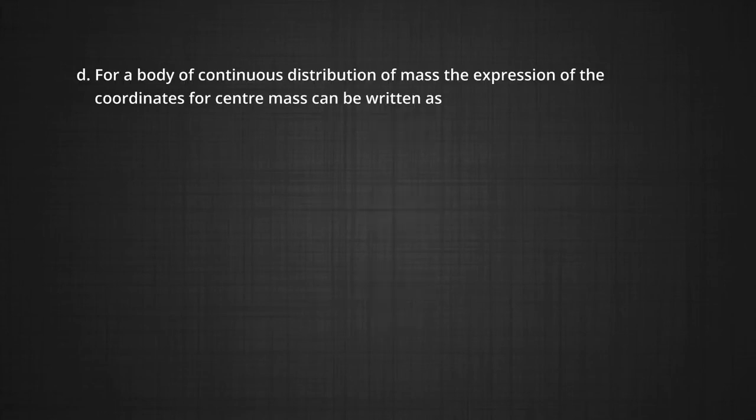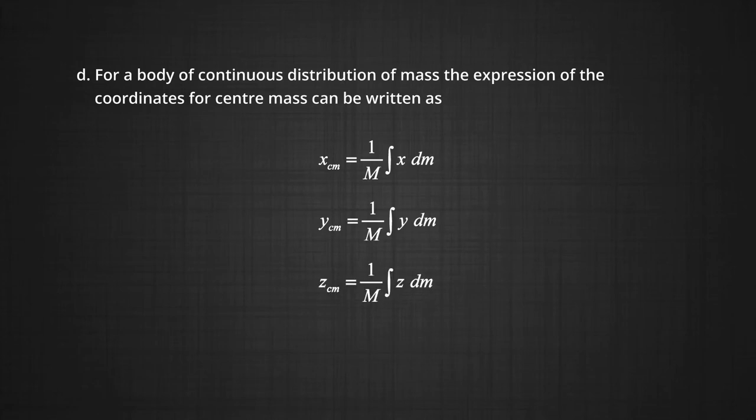While for a body of continuous distribution of mass, the expression for the coordinates can be written in terms of xcm is equal to 1 upon m integral xdm, ycm can be written as 1 upon m integral ydm, and zcm can be written as 1 upon m integral zdm.